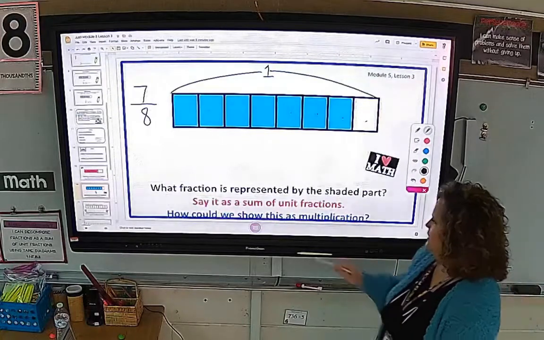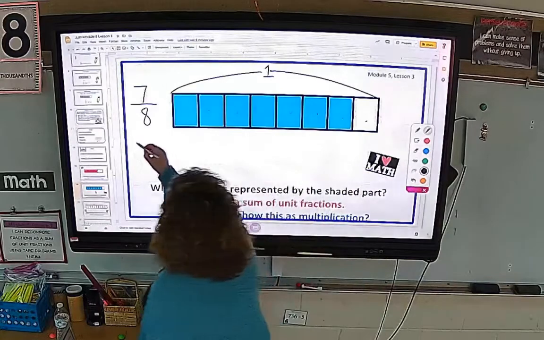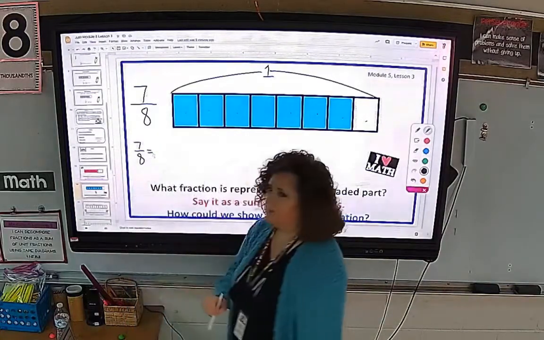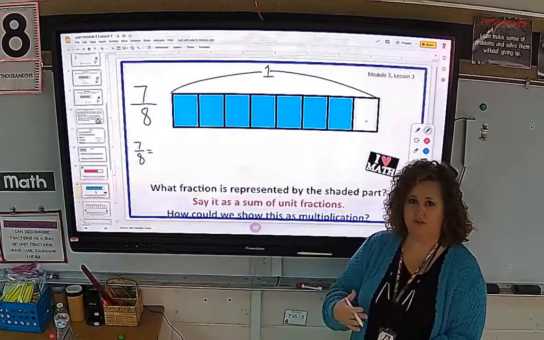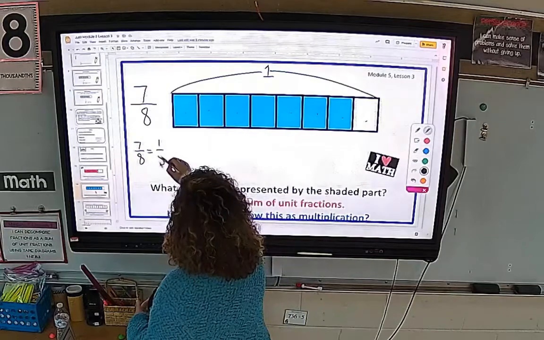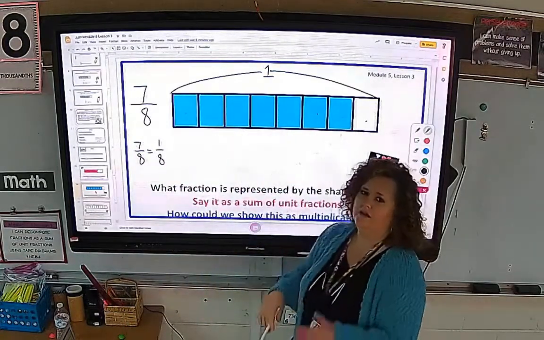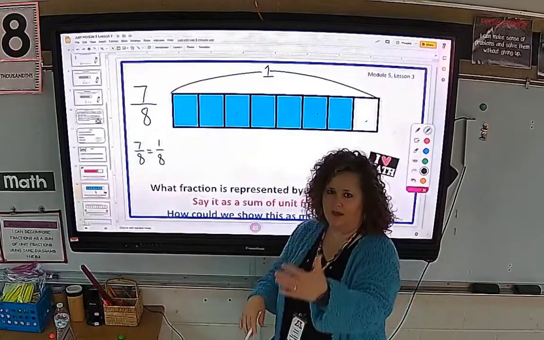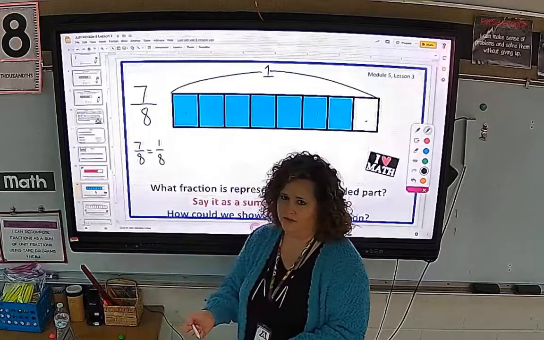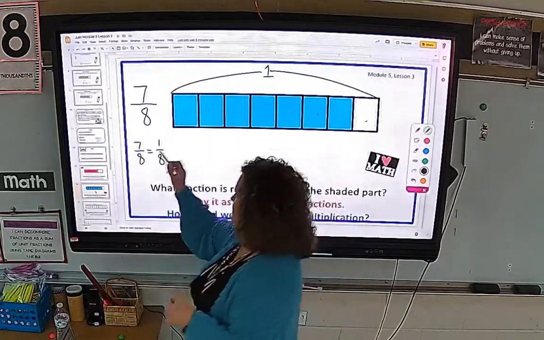Okay. So if we want to show it as a sum of unit fractions, we're going to have 7/8 is equal to, now we're going to add up the unit fractions to get to 7/8. Our unit fraction we're going to work with is 1/8 because these are eighths, and our unit fraction has to have a 1 as the numerator. So we want to make sure we've got the right number of these, so we're going to write them, but we're also going to count them when we're done, to make sure we have 7.